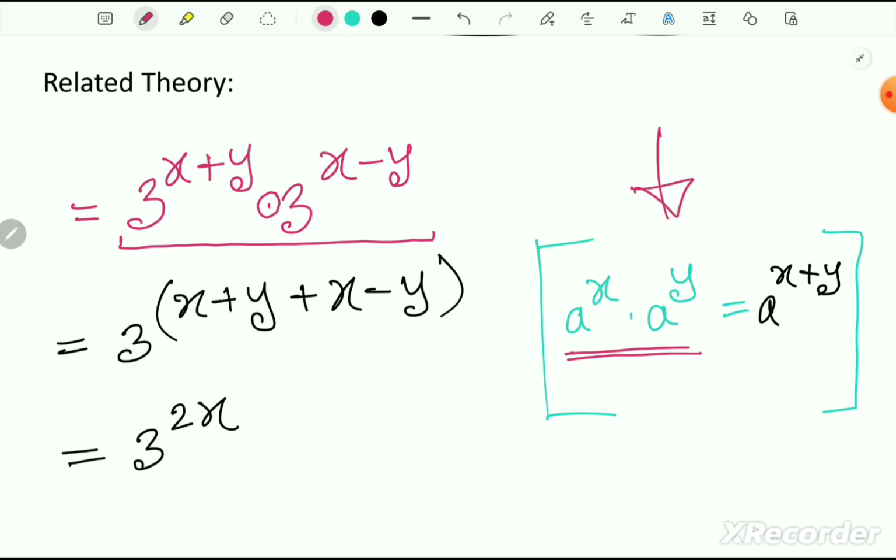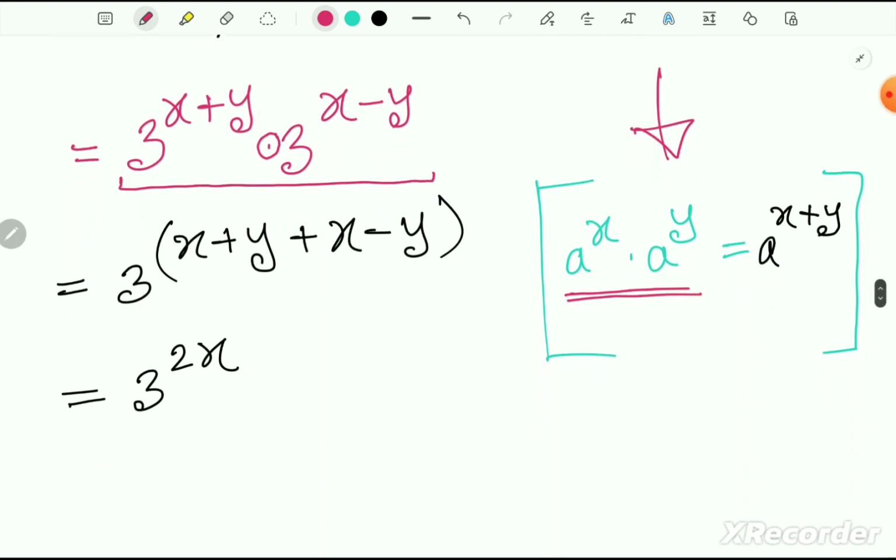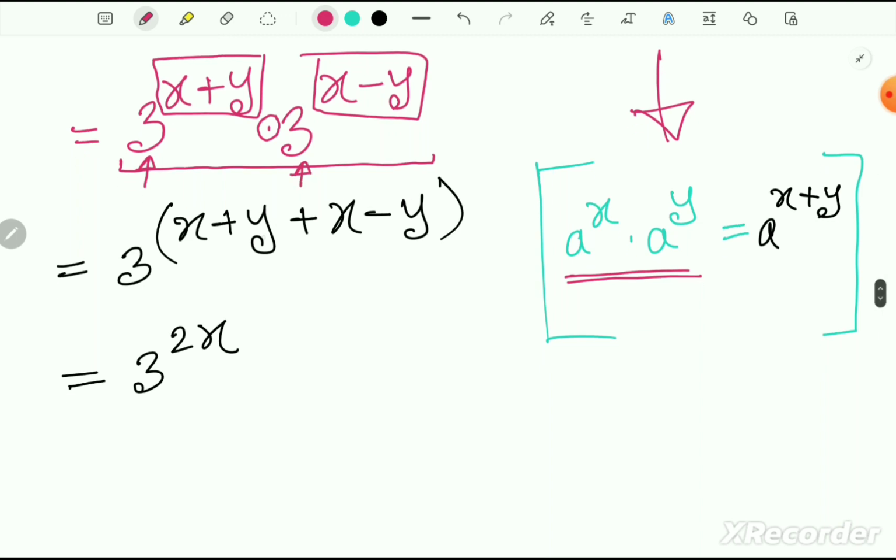exponential equation. When the exponential base is a, so a^x · a^y, we can write a^(x+y). Therefore, simply here the power of 3 is x plus y, dot, power of 3 is x minus y. Remember, the 3 or base should be the same. In that case, we can apply this formula. So 3^((x+y)+(x−y)). From here we can cancel out this term. Okay, it becomes 3 to the power twice x.